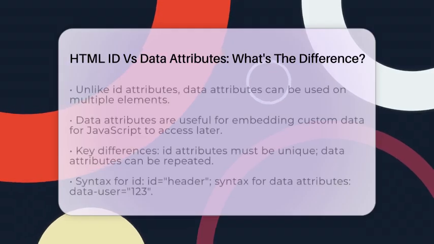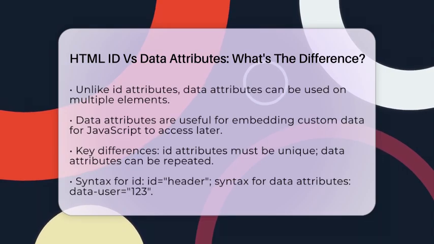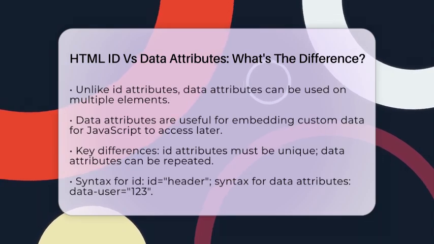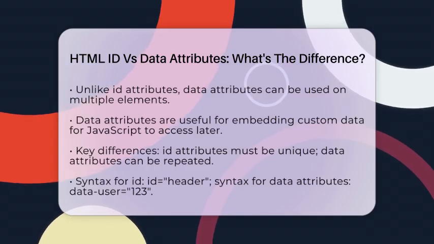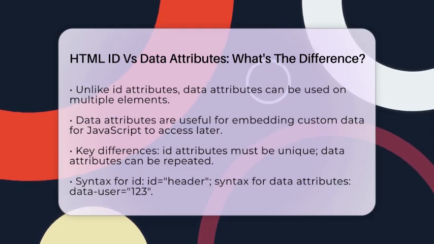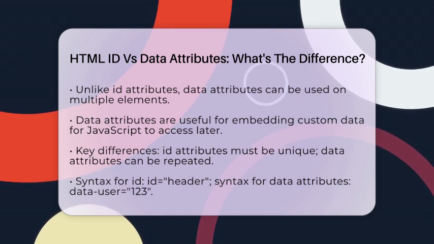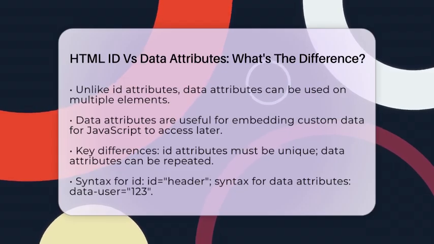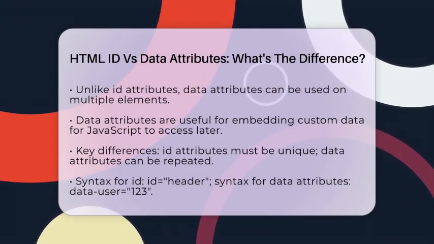To summarize the key differences, the id attribute must be unique on a page, while data attributes can be repeated on many elements. The id attribute is mainly for identifying and styling or manipulating a specific element, whereas data attributes store extra data related to an element, often for JavaScript to use. The syntax for the id attribute is a single attribute with a unique name, like id equals header. In contrast, data attributes start with data followed by a custom name, like data-user equals 123.